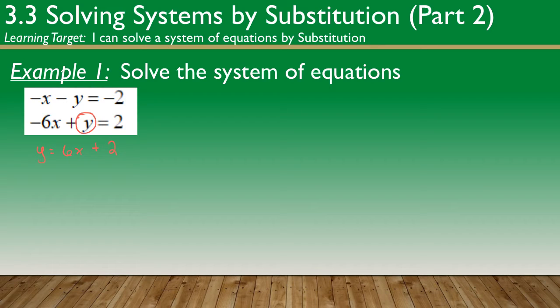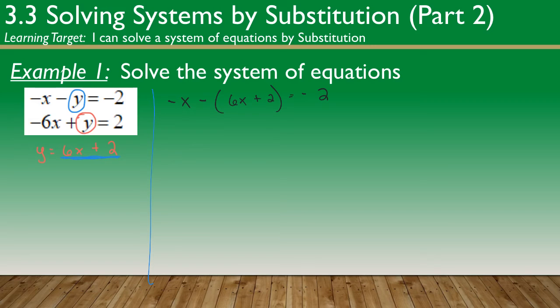So now when I solve this equation and I get y is equal to 6x plus 2, again, what we're saying is that y is the same thing as 6x plus 2. So I am able to replace this y right here with 6x plus 2. Okay? I can put it into this bottom equation. So now that we have y by itself, we're able to substitute that 6x plus 2 for y. So if we do that, we'll have negative x minus parentheses 6x plus 2 is equal to negative 2.